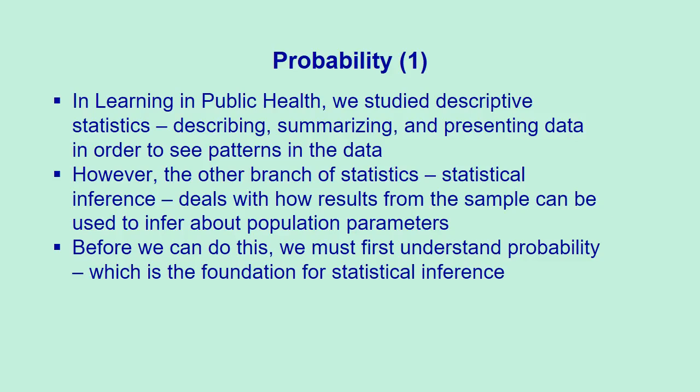Statistics has two branches: descriptive statistics that deals with describing, summarizing, and presenting data in order to show patterns in the data. We have covered this in learning in public health. On the other hand, statistical inference deals with making conclusions about population parameters. These are population mean, mu, population proportion, pi, population standard deviation, sigma. We do this using data from a sample. We will cover statistical inference in this course, and it is important to understand probability before we start on statistical inference.